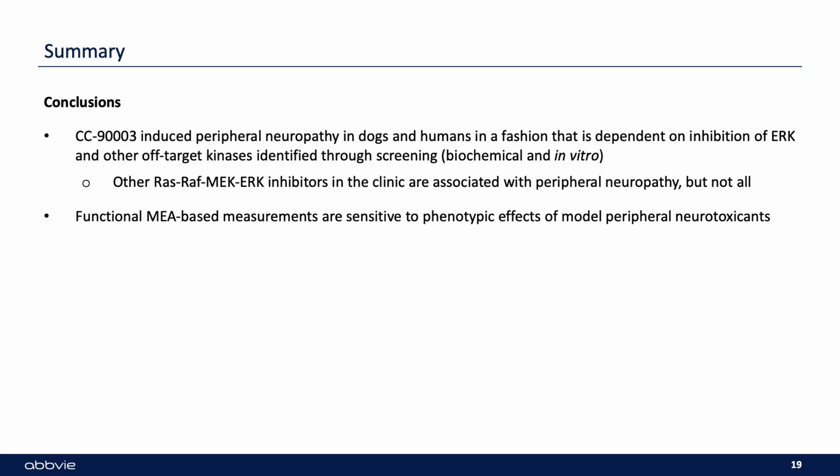And third, and this is a limitation of our approach, in the monoculture with peripheral neurons, we cannot capture the complexity of other cellular and molecular mechanisms of neuropathy involving other cell types like Schwann cells and endothelial cells. Schwann cells in particular are known to elicit ERK-dependent functionality, so it's plausible that CC90003 induced neuropathy by Schwann cell interference as well as neuronal electrophysiological effects.